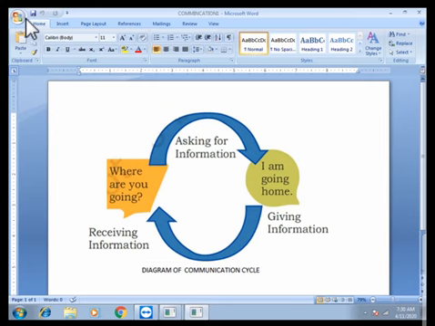You can see the diagram of communication cycle where there are 2 parties. First party is asking, "Where are you going?" Now, the second party replies, "I am going home." Now, the first party is asking for the information as well as getting information from the second party. This is the diagram of communication cycle.